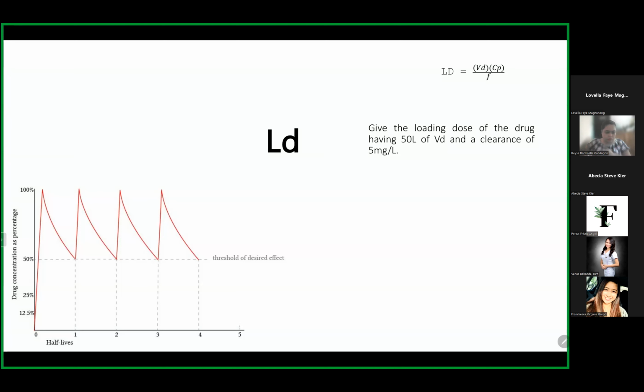So it would be 50 times 5. And with my very basic math, 50 times 5 would be 250. That would be 250 milligram, our loading dose. And proceed to the next.